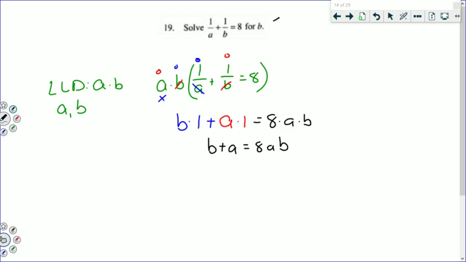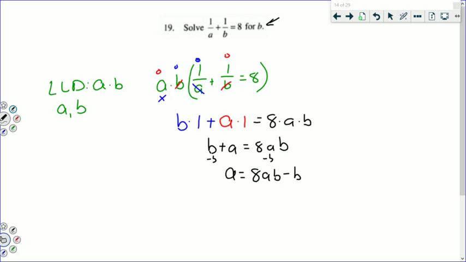Now our goal is to try and get B by itself. So let's get all the terms that have a B over on one side of the equation, and then let's get all the terms that don't have a B on the other side of the equation. So this guy has a B, and this guy has a B. So let's get them onto the same side, shall we? We're going to do that by subtracting B from this side and subtracting B from this side. When we do that, we get A equals 8AB minus B.